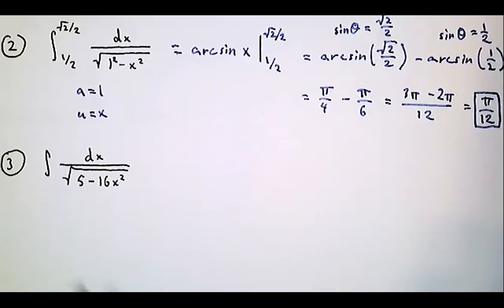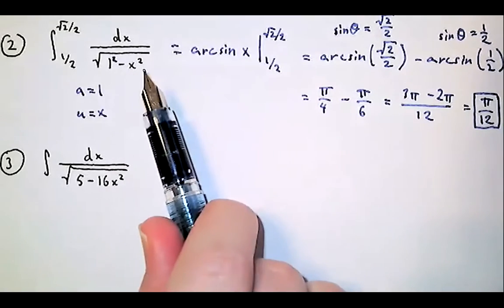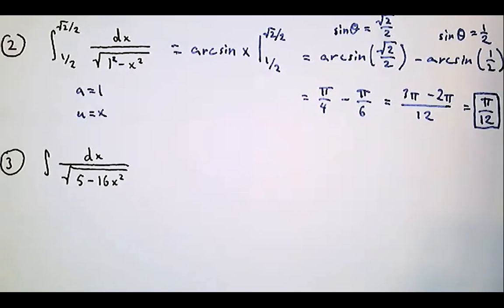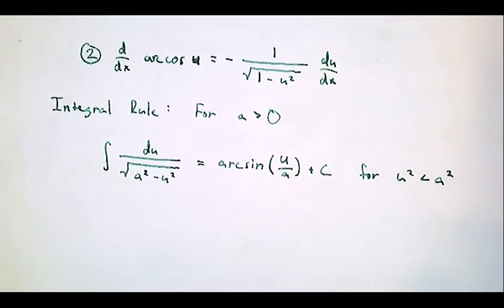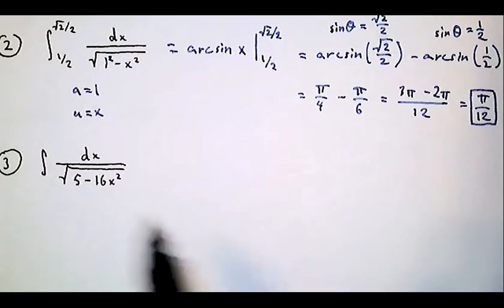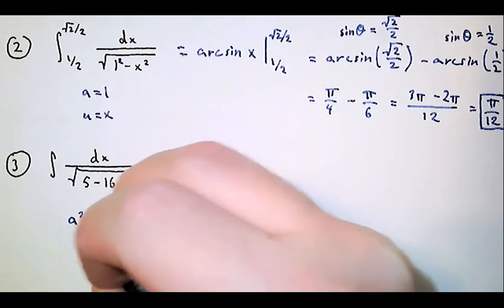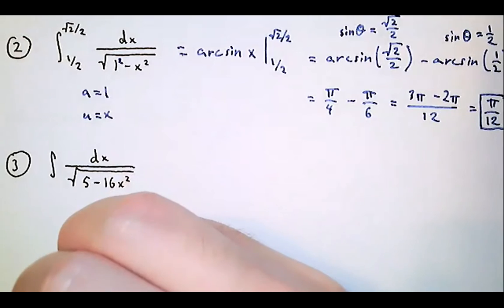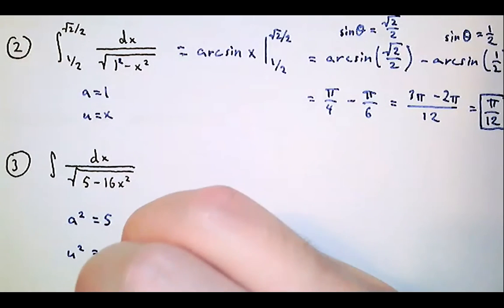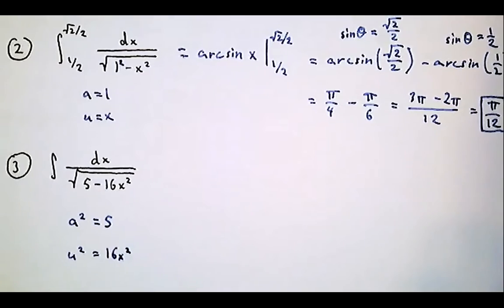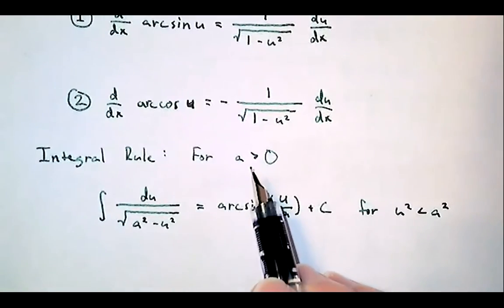Okay, so now we'll do one that's a little bit more challenging, because instead of just 1 minus x squared in the denominator, we now have something a little bit more complicated. We have the square root of 5 minus 16x squared. And the idea for this, well, there's a few ways you could think about it. We're still going to use the same rule, but we need to identify what a and the function u are. So what I would like to do, probably for the first one, is we know that a squared is going to be this constant here. So let's just write that. A squared equals 5. And then u squared is going to be this function, just 16x squared.